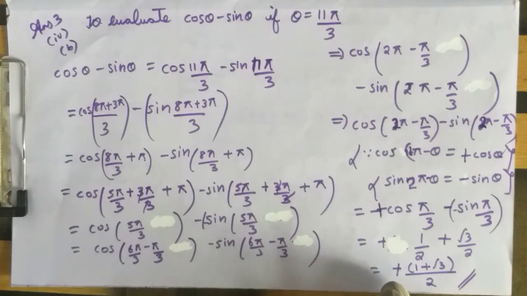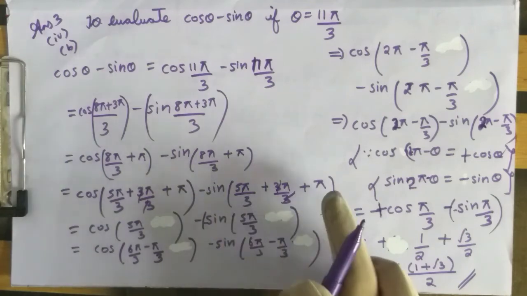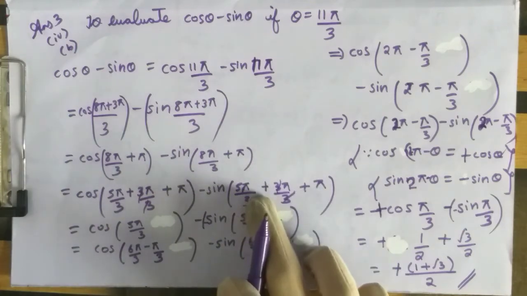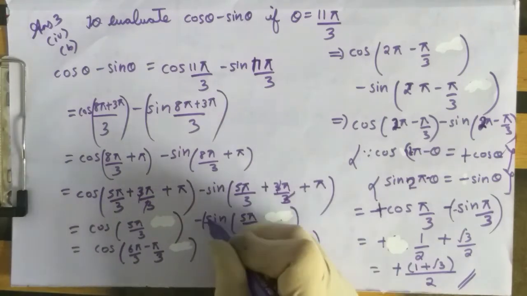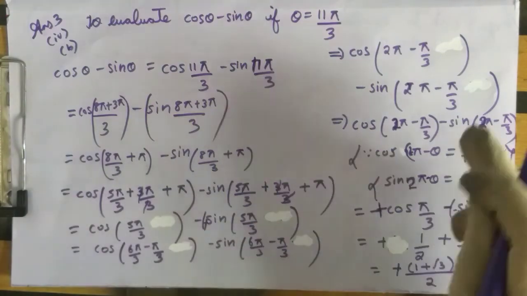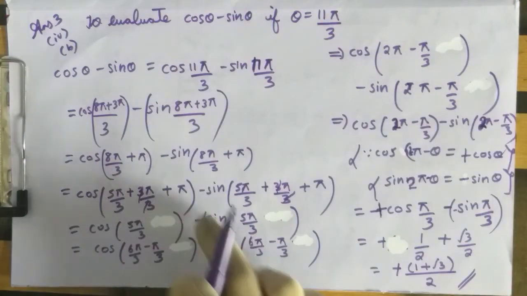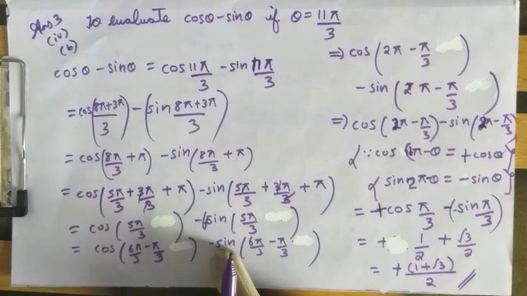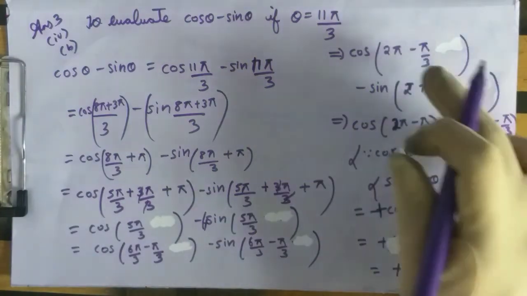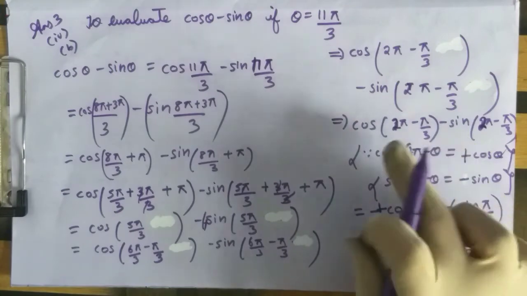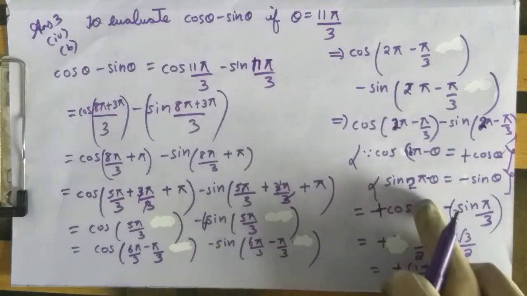So 360 minus theta for cos is cos theta. Here I already have a minus in the previous step, so I am having minus here. What is theta here? Theta is pi by 3. So I am having cos pi by 3.